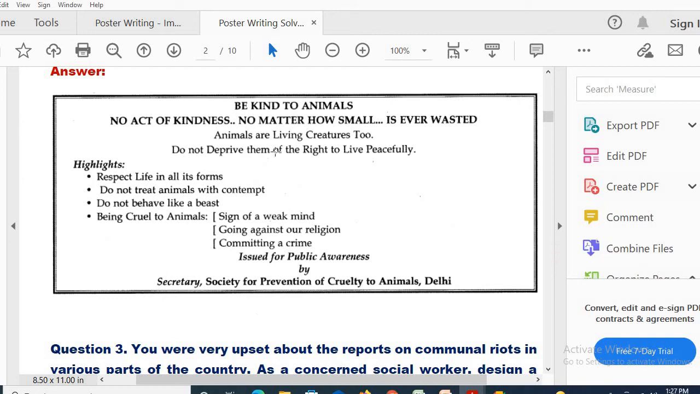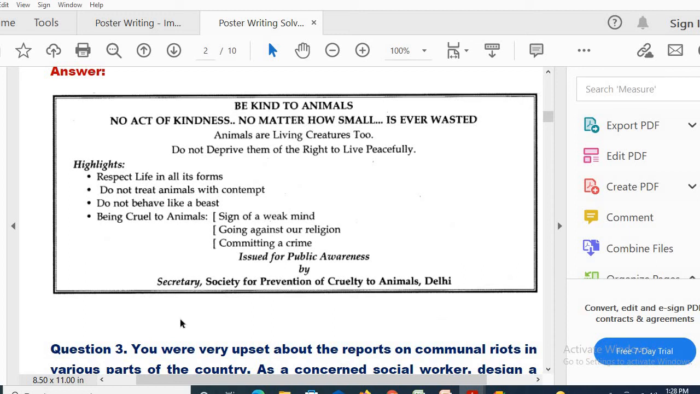See, be kind to animals. No act of kindness, no matter how small, is ever wasted. These are some of the points that you have to highlight. These are all the hallmarks of writing a good poster. You have to be very much alert. Okay, what type of points should I give related to the topic that I am solving. Now, the more you practice, it will be perfect.